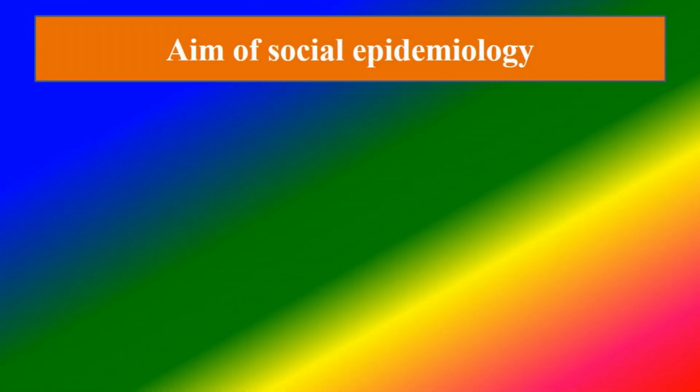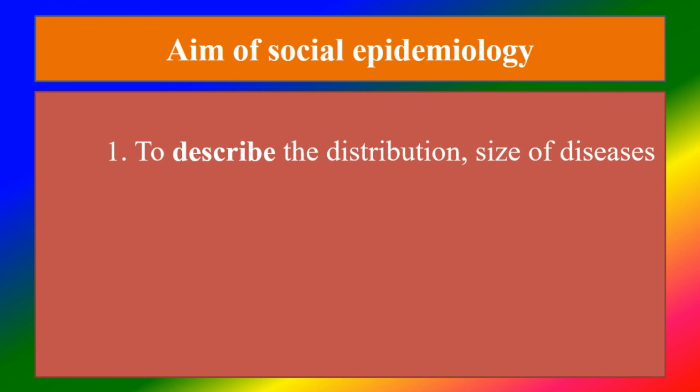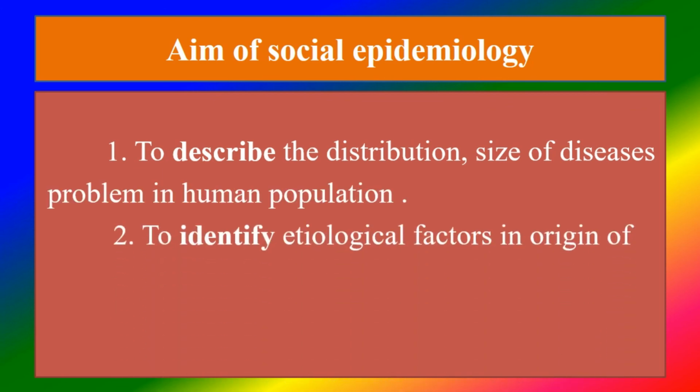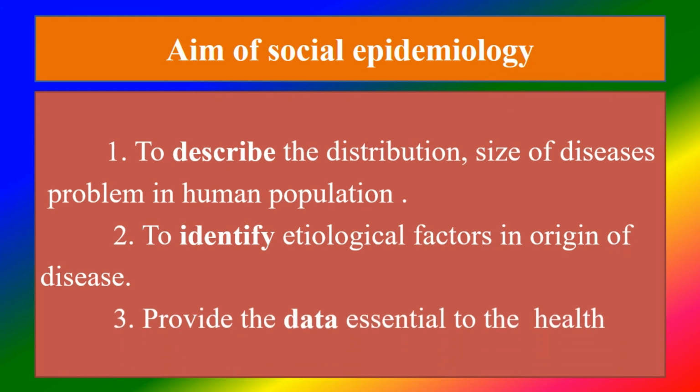Aim of social epidemiology: first, to decrease the distribution, size of disease problems in human population. Second, to identify etiological factors in origin of disease. Third, provide the data essential to the healthcare planning and implementation.